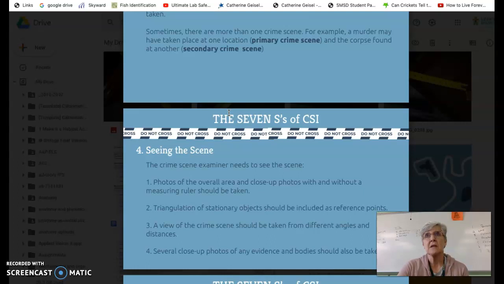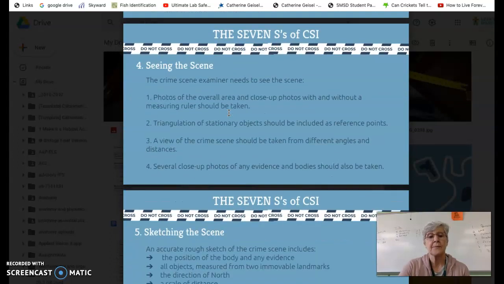Realize once all of this stuff is processed and collected, you do not have the opportunity to go back and photograph. So that has to be the first thing that's done. And while you are photographing before the evidence is collected, you have to measure the location in the room so that you know exactly where it was.